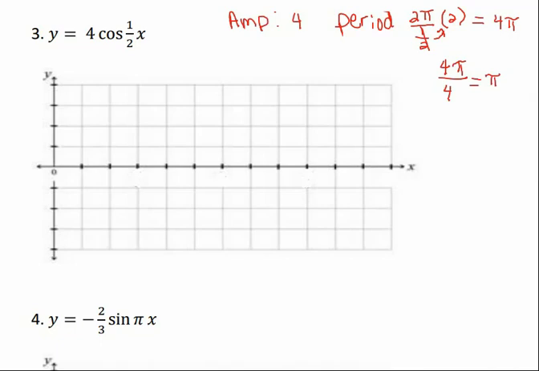All right, so my first one is going to start at 0 because that's where it always starts. We haven't shifted or anything, so we start at 0, and then my first key point or quarter is going to be at pi. And then the next one would be at 2 pi, 3 pi, and we're going to end at 4 pi because we said that that would make one complete period of the graph. All right, and then also, since our amplitude is 4, we know that we're going to go up to 4 and down to -4.